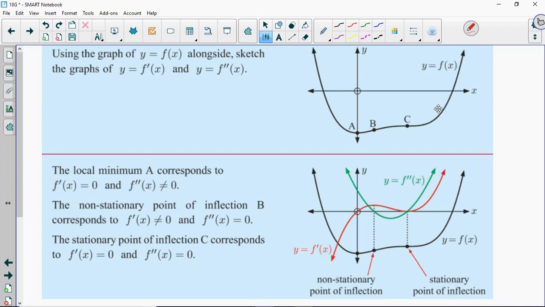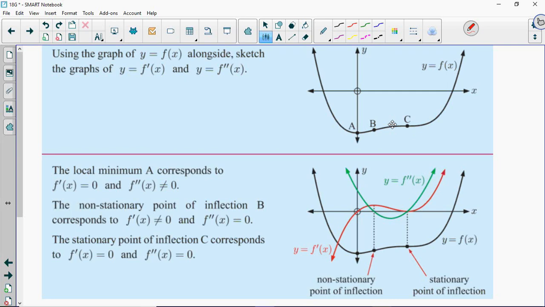So the y values of f prime should be above the x-axis to the left of C and above the x-axis to the right of C. C is going to be a stationary point of inflection. B looks like a non-stationary point of inflection, right? It's going from concave up to concave down. How is this relevant to our first derivative graph? Well, we know that at a point of inflection, our second derivative is going to be equal to 0.